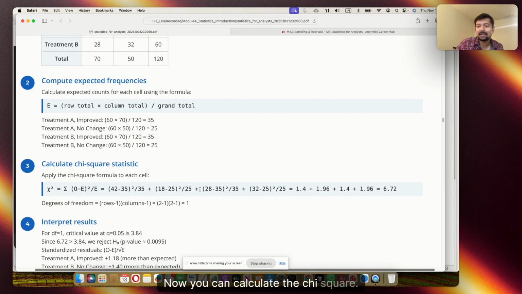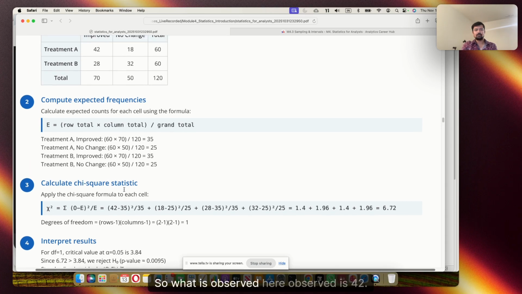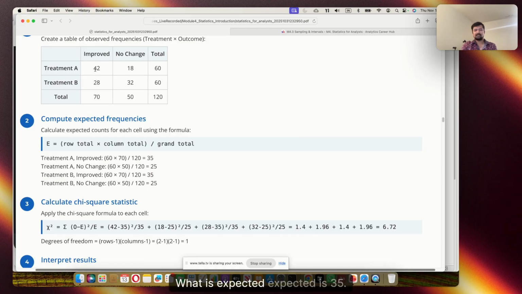Now you can calculate the chi-square. For chi-square, you can use the long formula written here: observed minus expected, squared, divided by expected. So what is observed here? Observed is 42. What is expected? Expected is 35. These are the expected frequencies that you are computing here. You will do this for 42, for 18, for 28, and for 32.